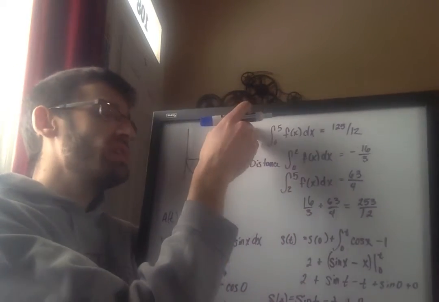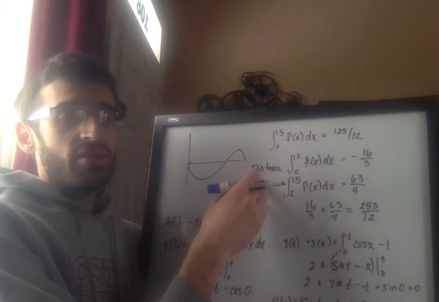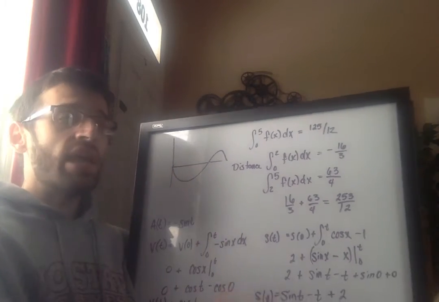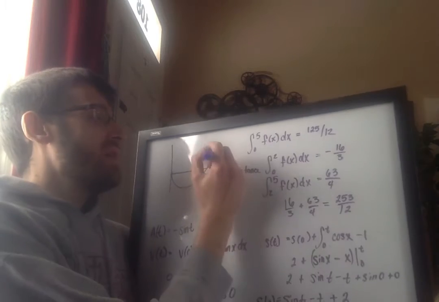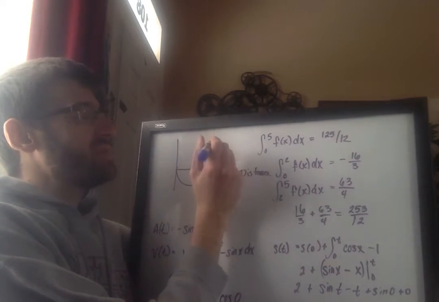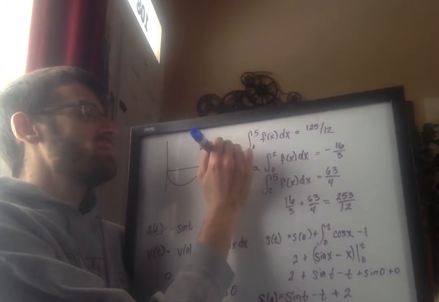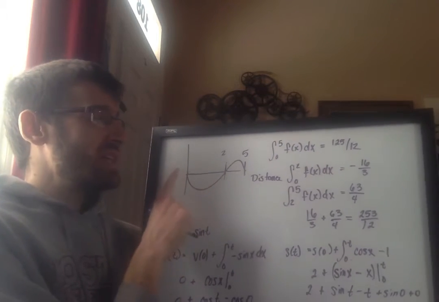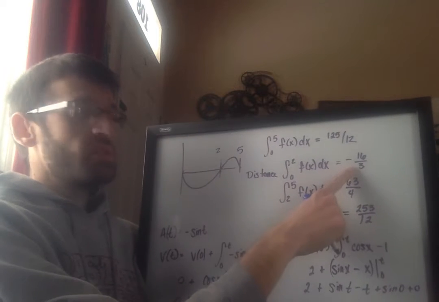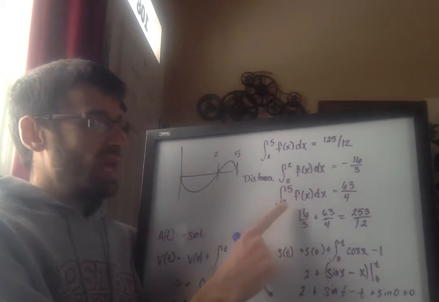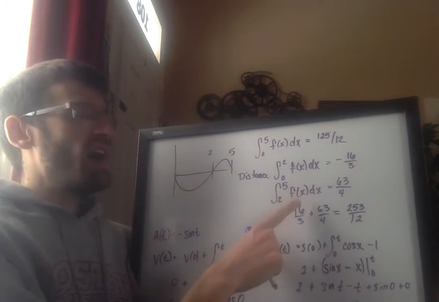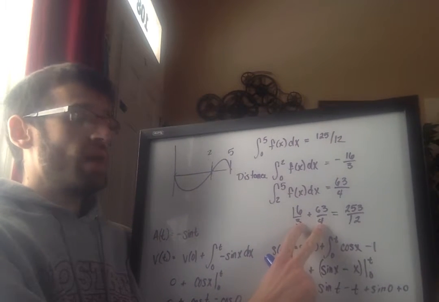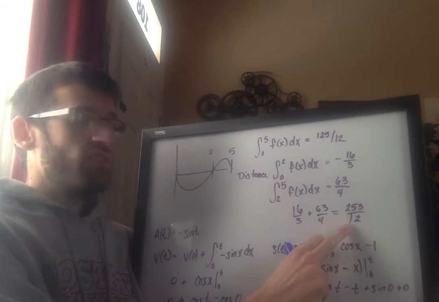Now, the difference between displacement and distance is that I wanted to make the negative positive and the positive positive. Your velocity function had zeros at 2 and zeros at 5. So what I had to do is integrate from 0 to 2, which was negative 16/3, and then integrate from 2 to 5, and that was 63/4. Then I would add them together and get 253 over 12.